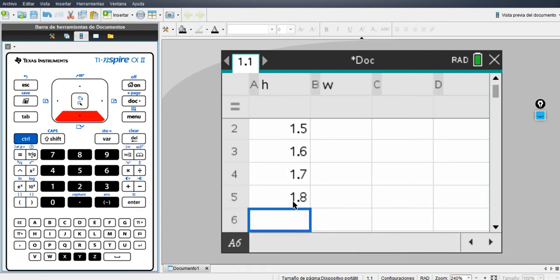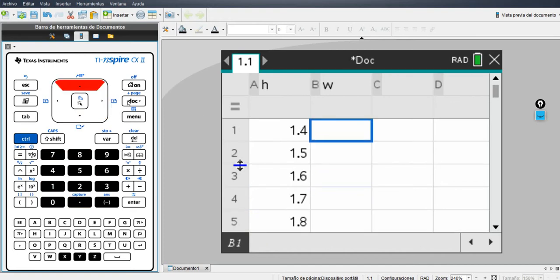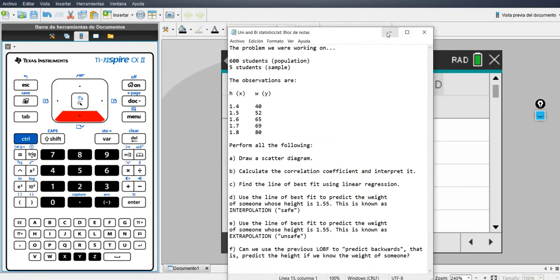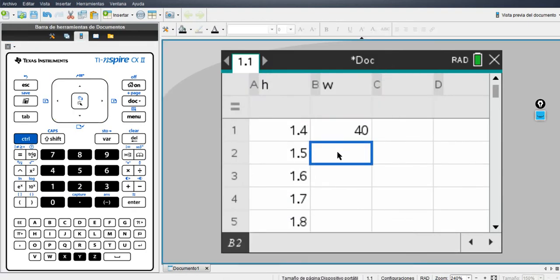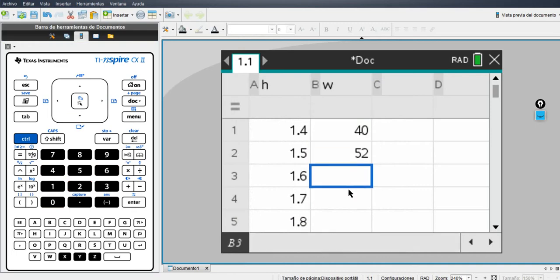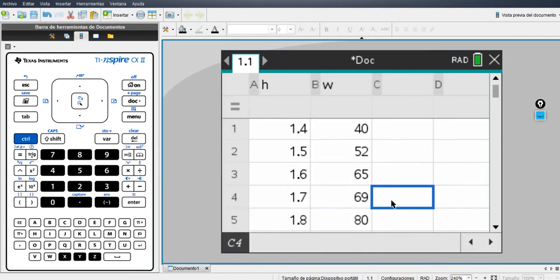Okay, and then I can move around the cells with the keys. I go up, and then I input the weights: 40, 52, 65, 69 and 80. Okay, there it is. That is my whole data input. I'm done with the inputting of data.